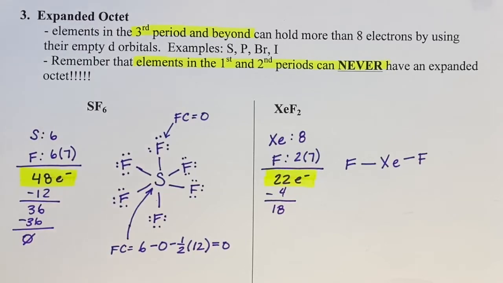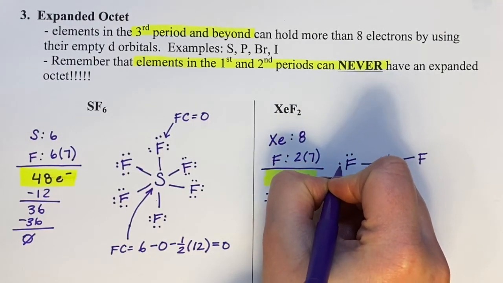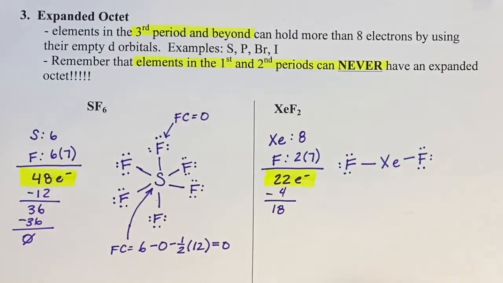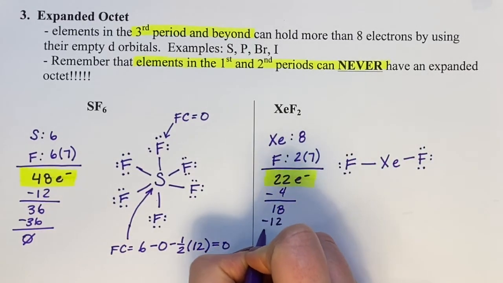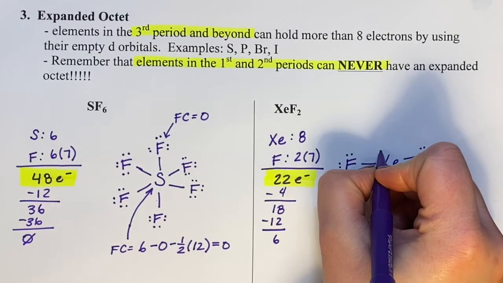So if I follow my rules, rule number 3 tells me to complete the octets for the outer atoms. So I'm going to give this fluorine 6 electrons. I'm going to give this fluorine 6 electrons. And in doing so, I use 12 electrons. I have 6 left. Rule number 4 tells me to put any remaining electrons on my central atom. So I will do that. I have 6 electrons, so I'm going to add those electrons in the form of 3 lone pairs.